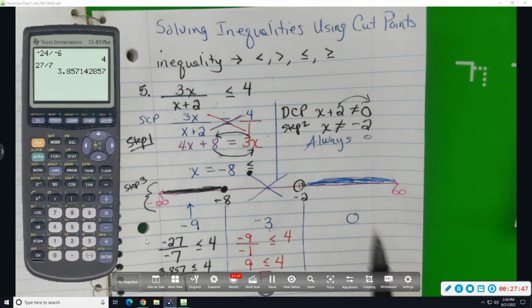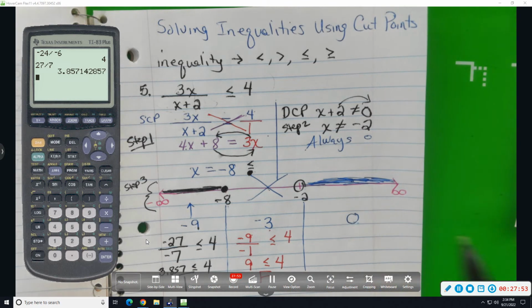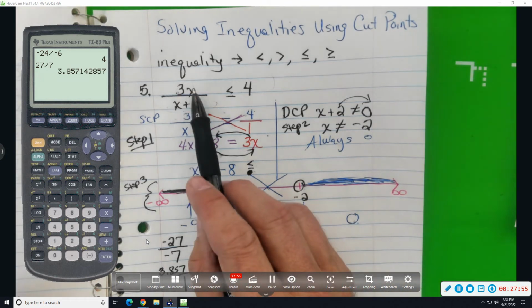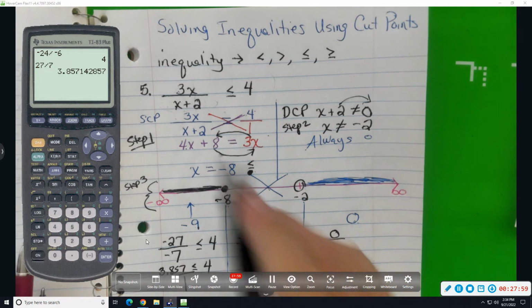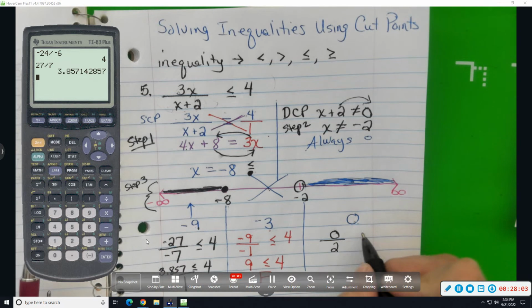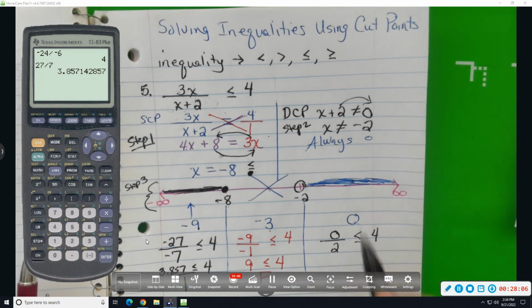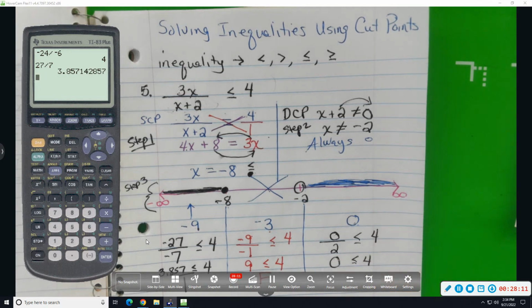Now let's see if we plug a 0 in. I'm guessing that it's going to be true. Let's see, plug in a 0. 3 times 0 is 0. 0 plus 2 is 2. 0 divided by 2 is 0. Is that true? Yeah? Mm-hmm.